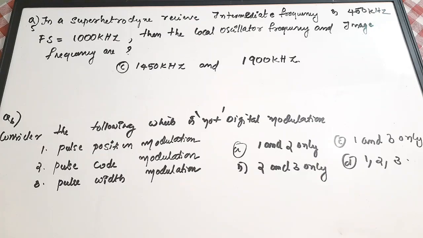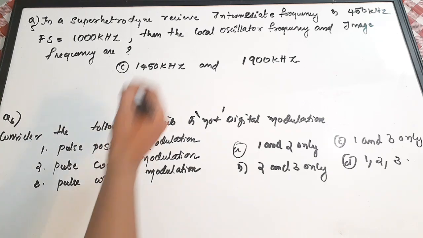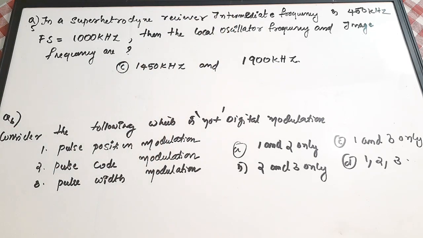The next question is question number 5, from the Superheterodyne receiver session. This is a very commonly seen type of question, but some people are facing trouble with it, so that's why I've included it in this video. The question is: in a superheterodyne receiver, the intermediate frequency is 450 kilohertz, and Fs, the source frequency, is 1000 kilohertz. Then the local oscillator frequency and image frequency are dash. We need to find both.